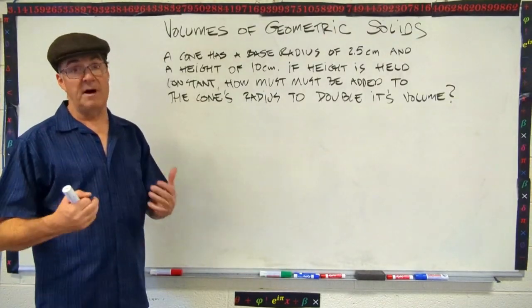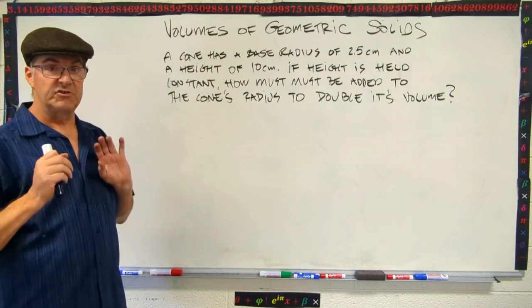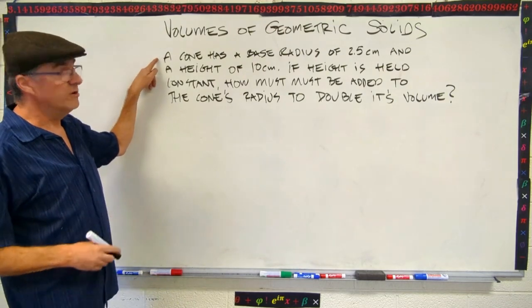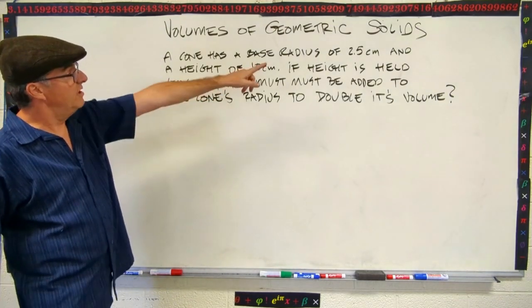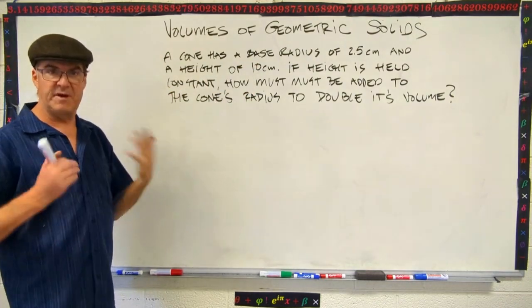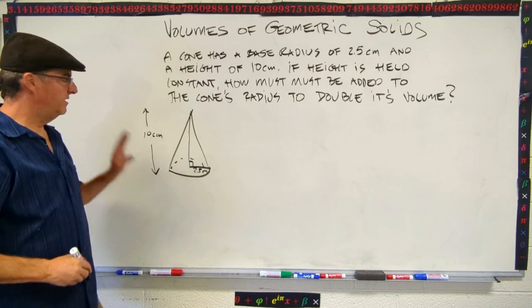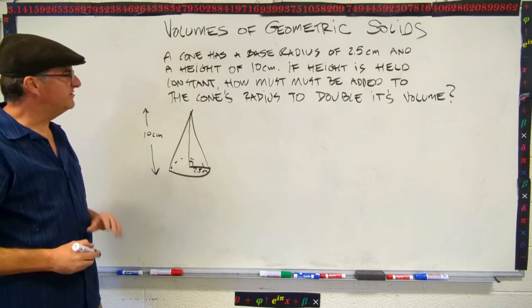Okay, I wanted to come up with a problem that tests your critical thinking a little bit more. So check this one out. A cone has a base radius of 2.5 centimeters and a height of 10 centimeters. Okay, so basic cone, we could sketch that. Let's go ahead and do that. Okay, so here's our cone. Good idea to get used to sketching these figures.